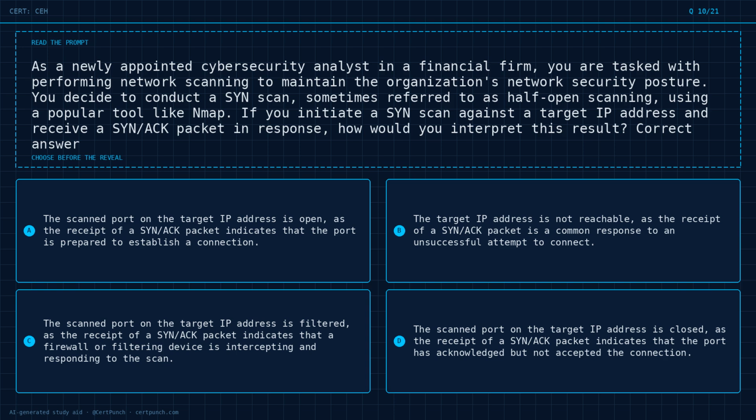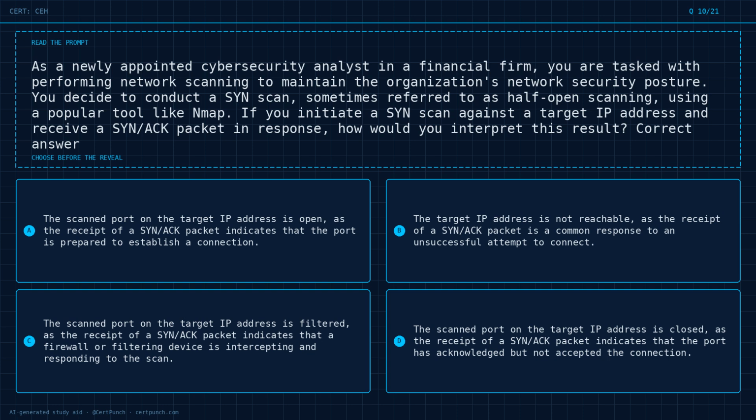Question 10 of 21. As a newly appointed cybersecurity analyst in a financial firm, you are tasked with performing network scanning to maintain the organization's network security posture. You decide to conduct a SYN scan, sometimes referred to as half-open scanning, using a popular tool like Nmap. If you initiate a SYN scan against a target IP address and receive a SYN ACK packet in response, how would you interpret this result?